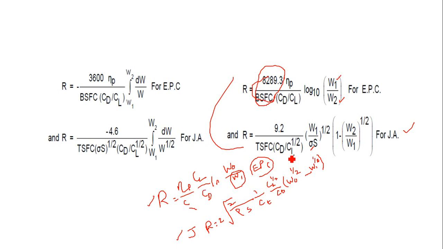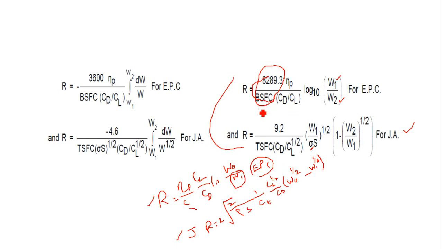If the thrust specific fuel consumption is minimum, the range will be maximum. Also if CL power 1 by 2 divided by CD is maximum, range is maximum, and if the surface area is more, range will be minimum. I am just saying this from the formula only.